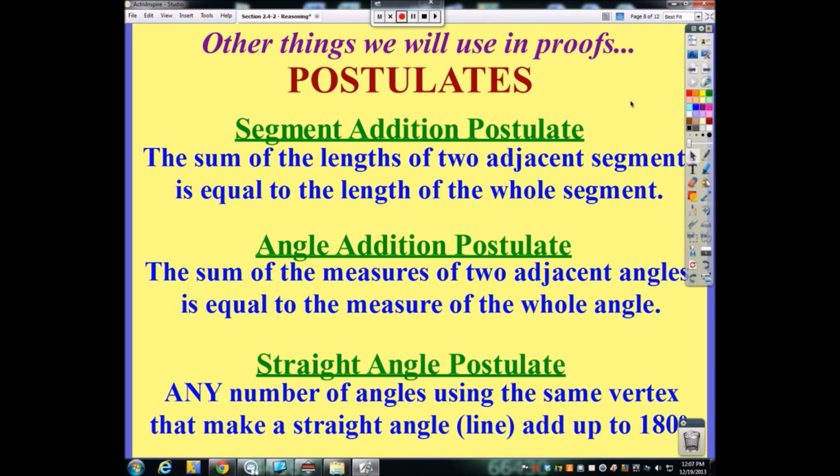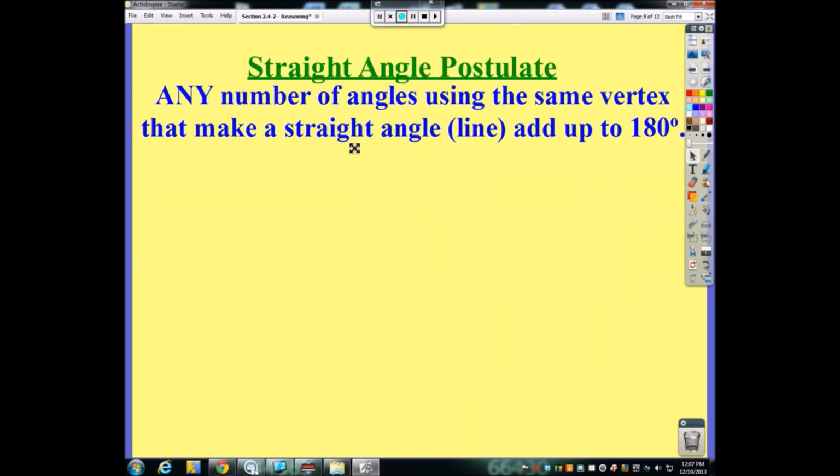The last thing is kind of like the angle addition postulate, but it's when our big angle is really a straight line or a straight angle. And so any number of angles using the same vertex that make a straight angle or a line add up to be 180 degrees. So we're going to use the straight angle postulate. This is kind of like a special case of the angle addition postulate when they equal 180 altogether. Now this doesn't have to be supplementary. This could be any number of angles.